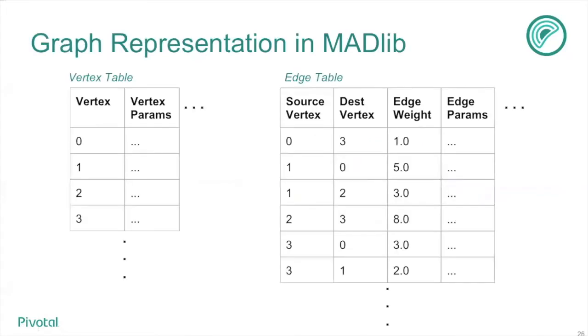In Greenplum, using MADlib, graphs can be represented by standard relational tables. So you don't need a bespoke graph storage model. There's a vertex table, which lists the vertices and associated parameters. There's an edge table that lists source and destination vertices to give direction, edge weight, and other edge parameters.